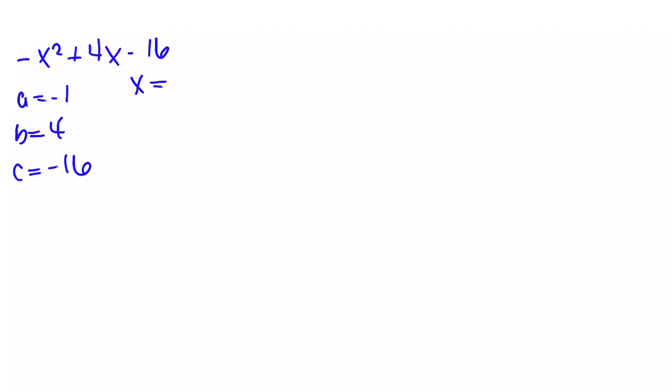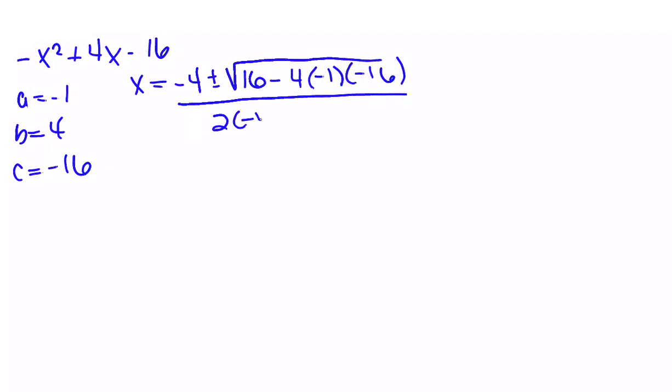So our next example, negative x squared plus 4x minus 16. So again, identify your a, so negative 1, b is 4, and c is negative 16. And we're going to get some rather large numbers here, but we'll be able to work it out. So x equals negative 4 plus or minus the square root of b squared, so 16, minus 4 times negative 1 times negative 16, all over 2 times negative 1.